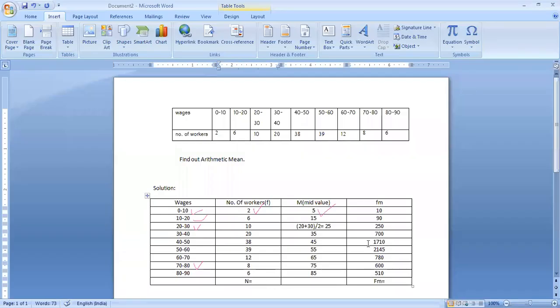N is equal to how much? N is equal to 141. Sigma fm, this is sigma. The total of it is 6795. So this is sigma fm. For the time being, I am writing it as total f.